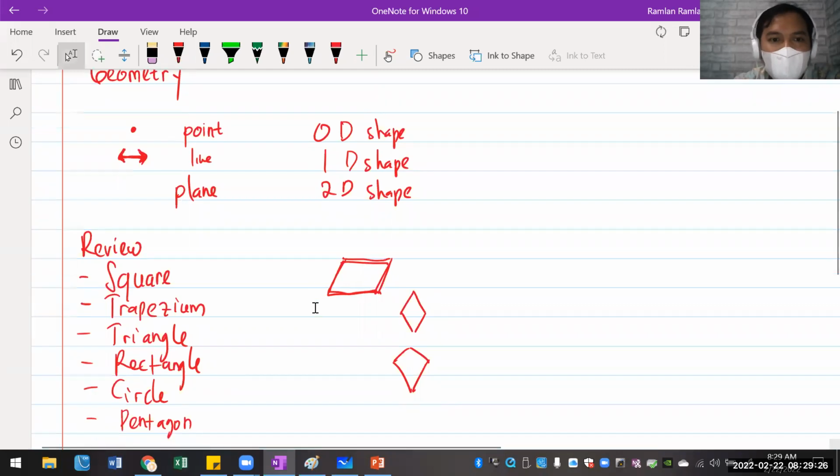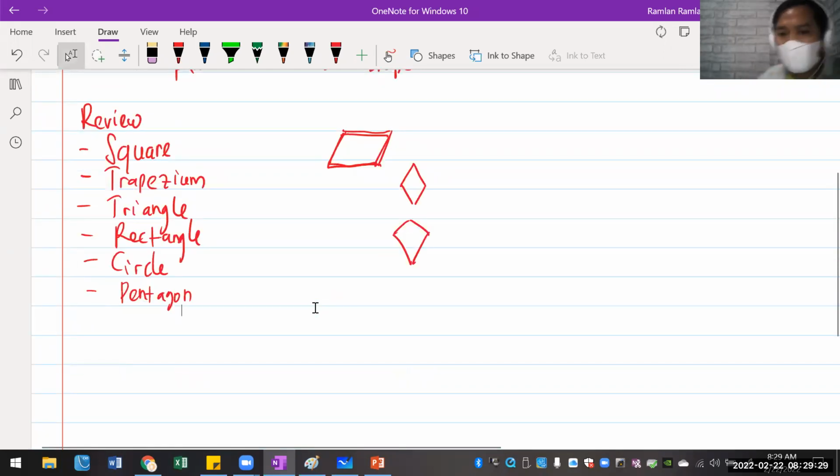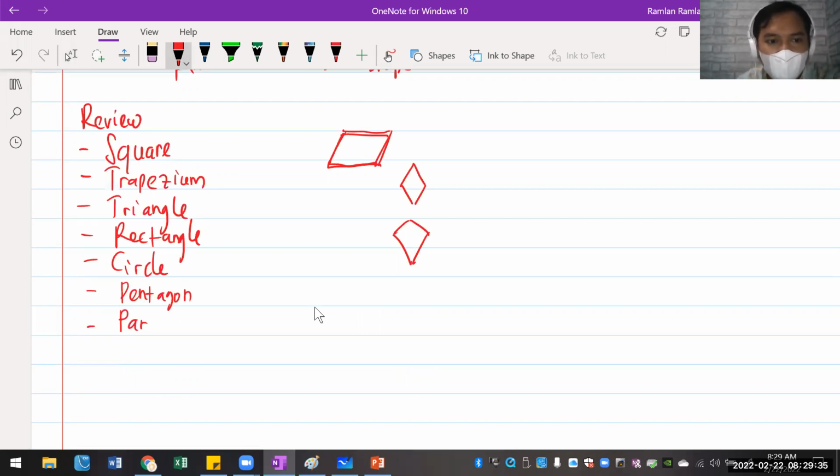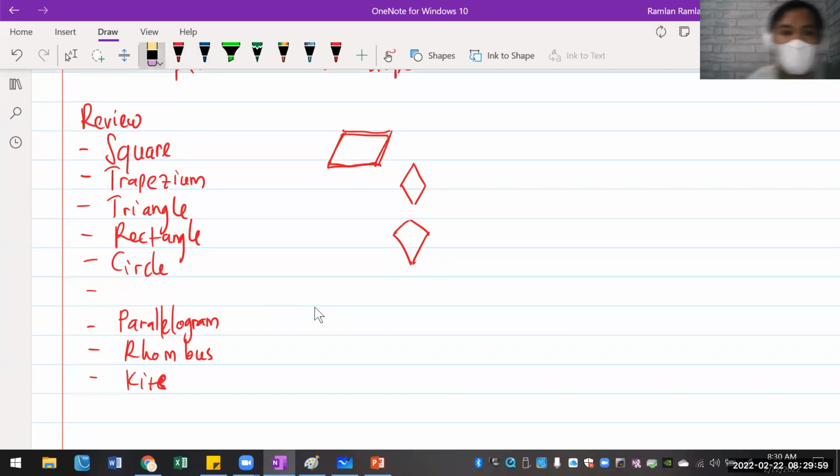Okay, I'm going to name this one here. Actually, guys, we have learned this when we were talking about angles, but I'm going to repeat it anyway. This is a parallelogram, which is jajaran genjang. The next one is rhombus, which is belah ketupat in Bahasa Indonesia. And then we have kite. Actually we have plenty of other shapes, but we're going to talk about these. I'm going to exclude pentagon, because that is a polygon. We don't have to learn about it now. Okay, parallelogram, rhombus, kite.